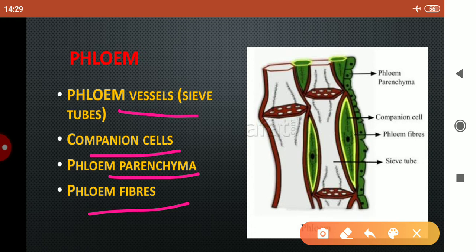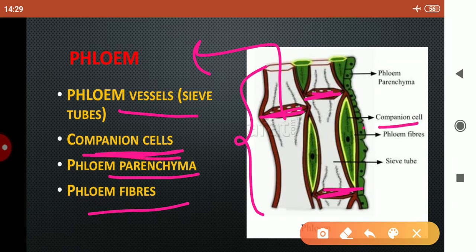Phloem vessels are tubular structures having transverse walls in between. Now, these transverse walls are perforated, means they have holes in it, which allows the conduction of food through it. So, these transverse walls are also called as sieve plates. Now, along with phloem vessels, companion cells are present, and these companion cells help the sieve tubes in their function.